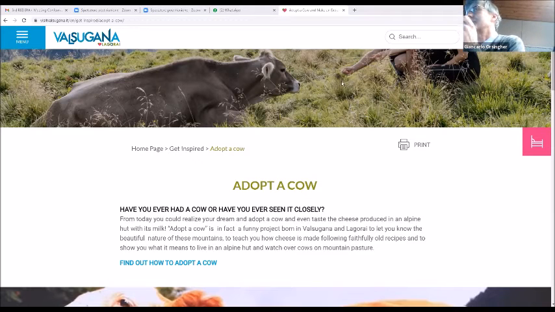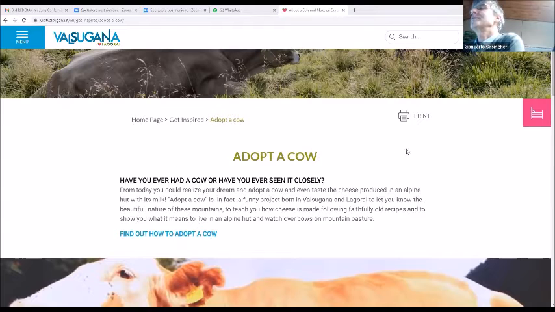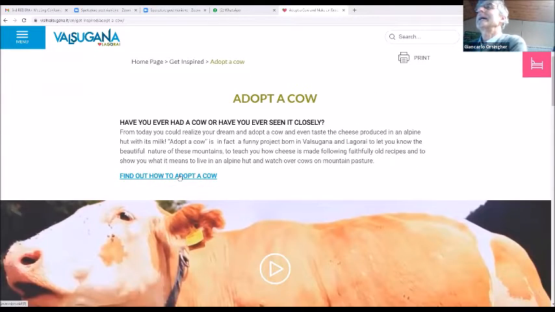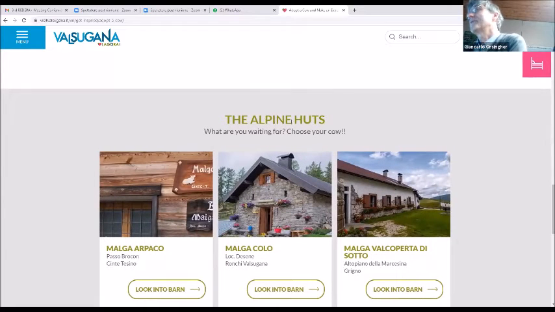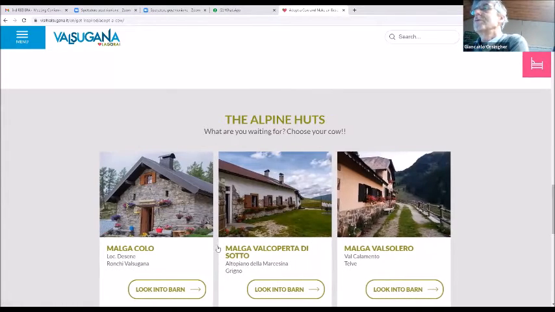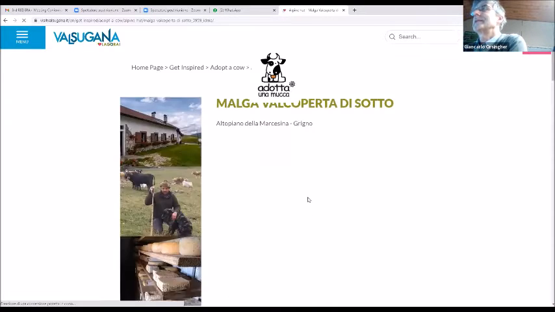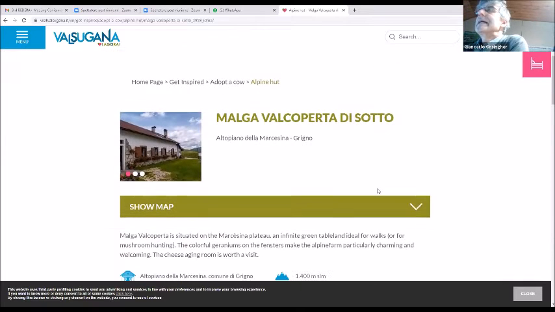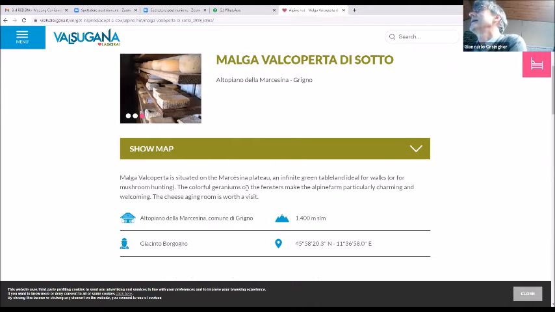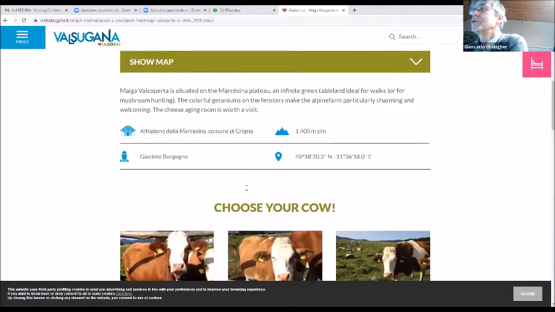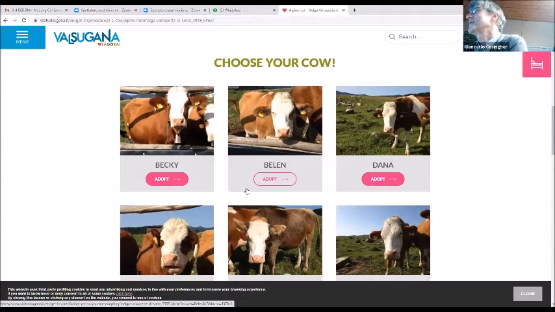Okay, perfect. This is the website of the company of promotion of tourists in our area, and only 2 minutes to show you what to do as a tourist. If you want to adopt a cow, you can choose the alpine farm, the alpine hut, where you want to choose your cow. For example, we go to Maiga, Vai Coperta di Sotto. Maiga is the name of our alpine farms. Here you can find some photos and very little information about where the alpine farm is and what it produces. And then you can choose your specific cow.